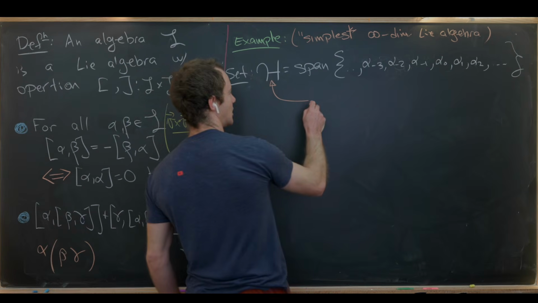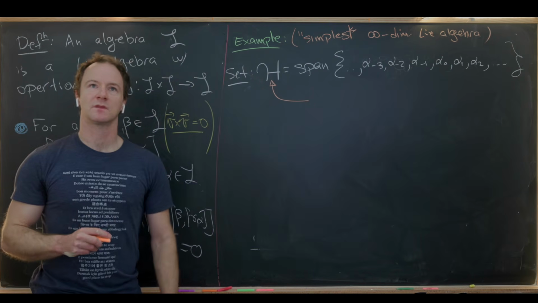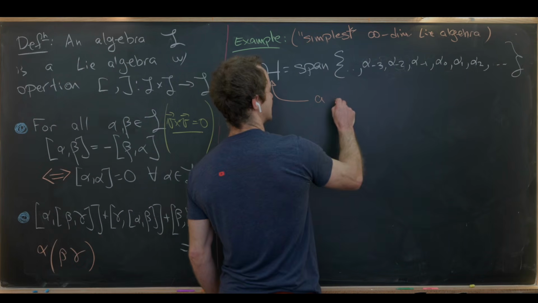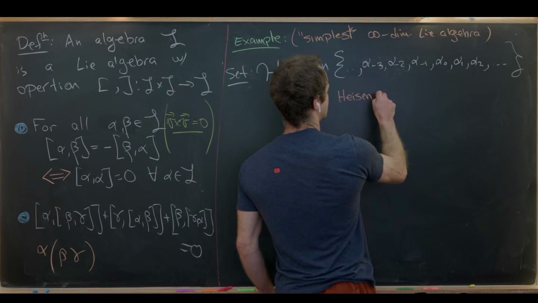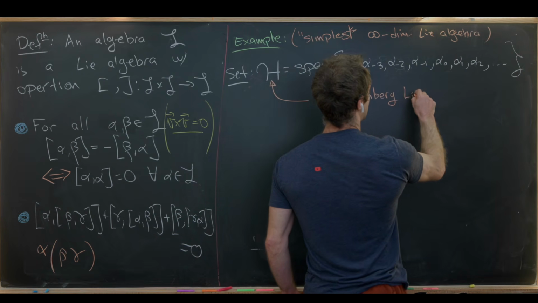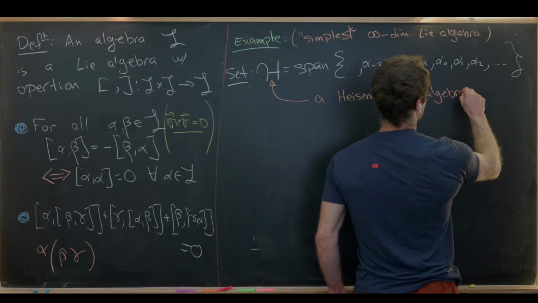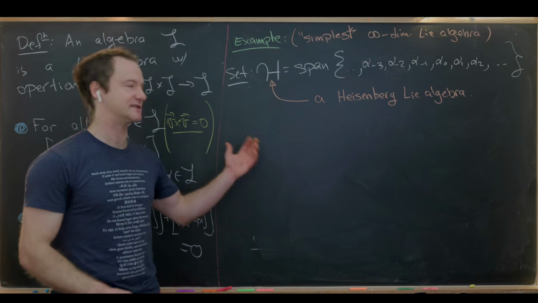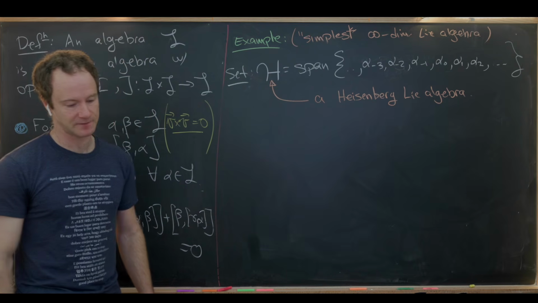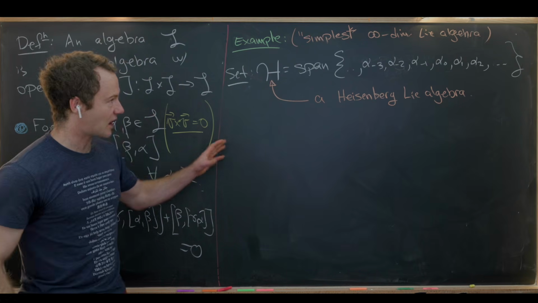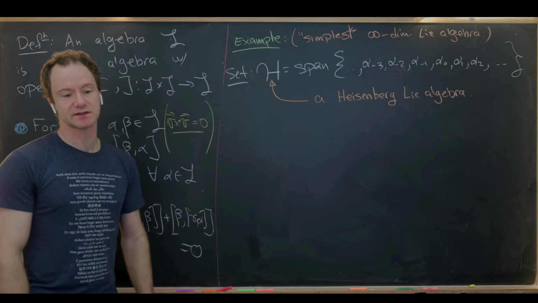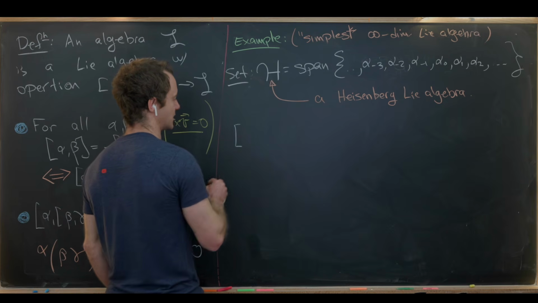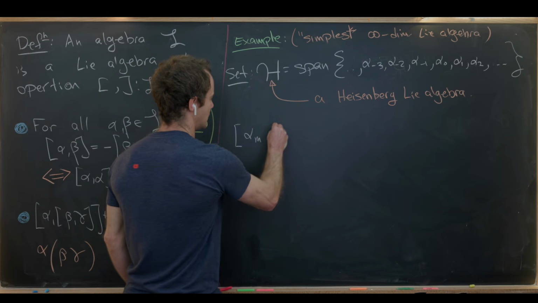And it does. This is called, well, there is no the Heisenberg-Lie algebra, but this is a Heisenberg-Lie algebra, because a Heisenberg-Lie algebra is a Lie algebra with certain properties. And this has the properties that turn it into a Heisenberg-Lie algebra. Okay, so let's check the commutation relation of these, and then I think we'll be good. So let's do, for example, alpha m with alpha n.